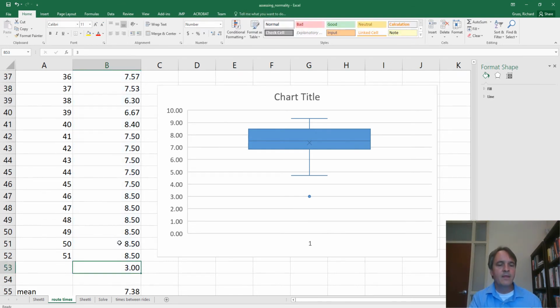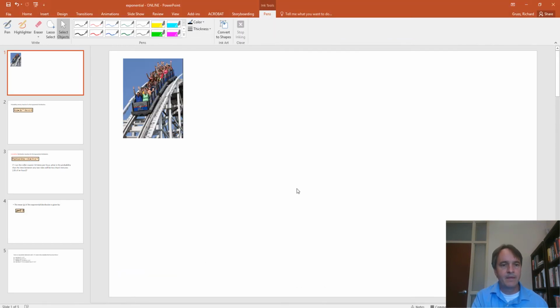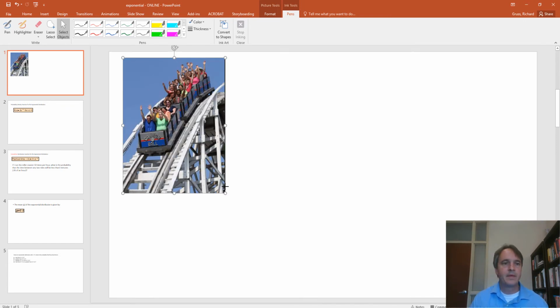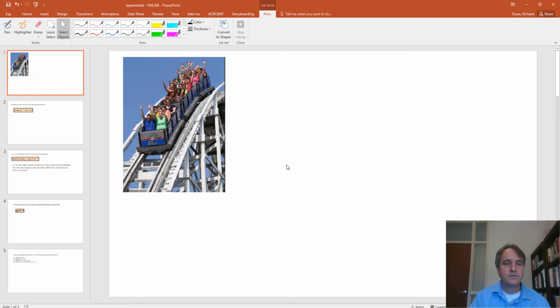Okay, but let's take a look at another data generating process that might not look quite so nice like this. Let's say I operate a roller coaster, and I want to start collecting observations of a random variable, which is the times between runs. Okay, so that's all I'm doing.